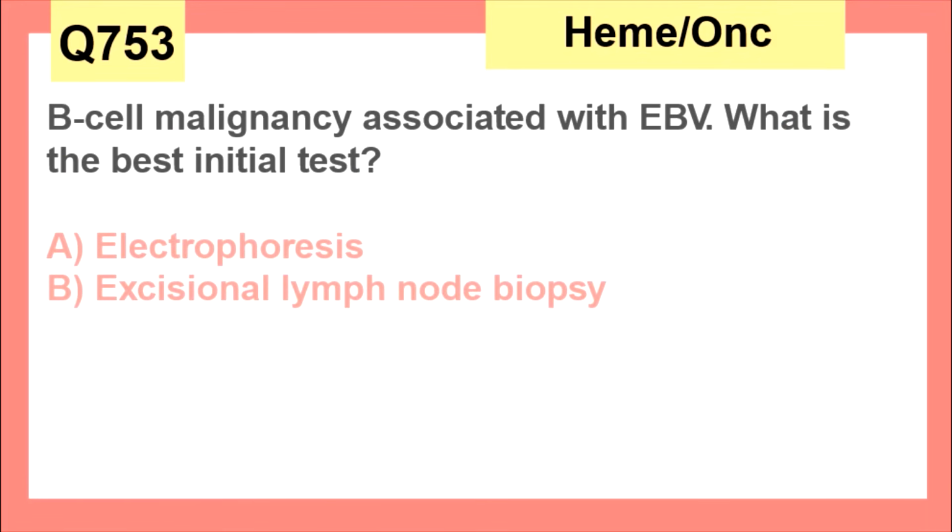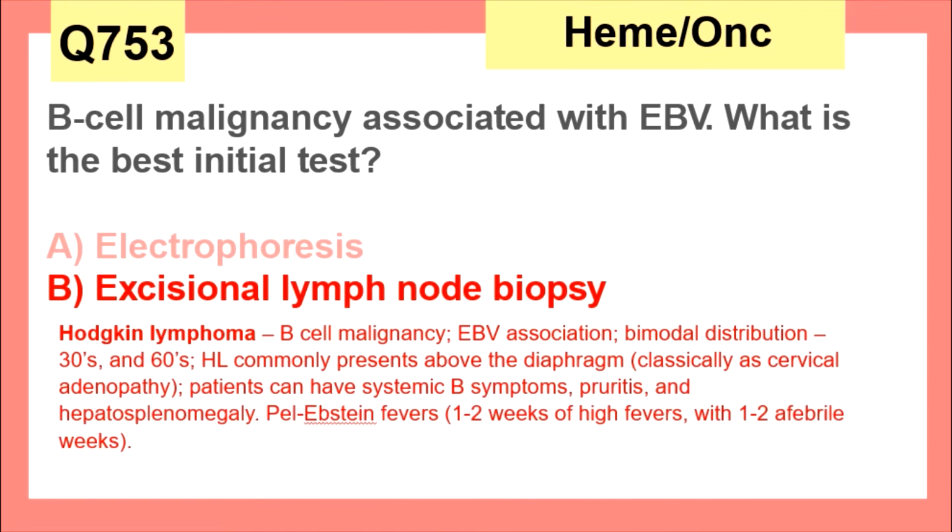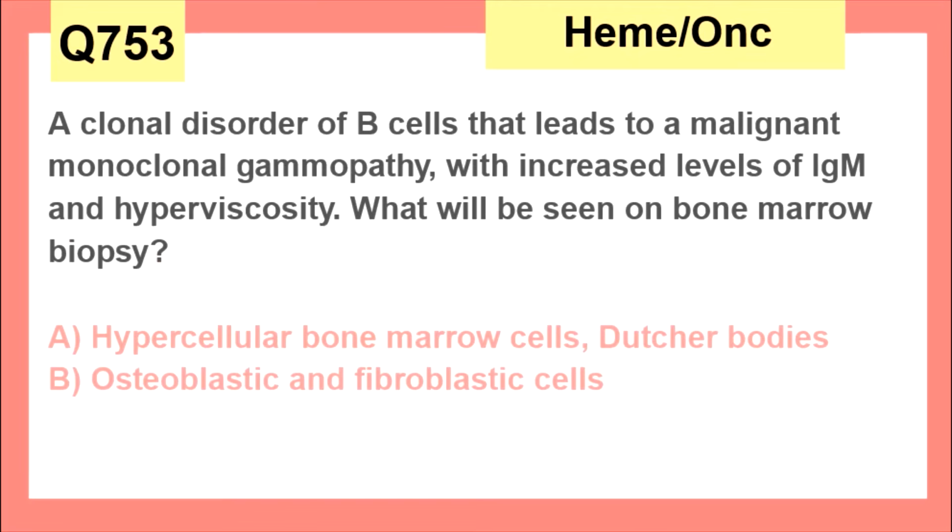753, B-cell malignancy associated with EBV. What's the best initial test? We spoke about this already. This is excisional lymph node biopsy. That's what we do in cases of lymphoma. We get excisional lymph node biopsy. Here we're talking about the Hodgkin lymphoma association with EBV.